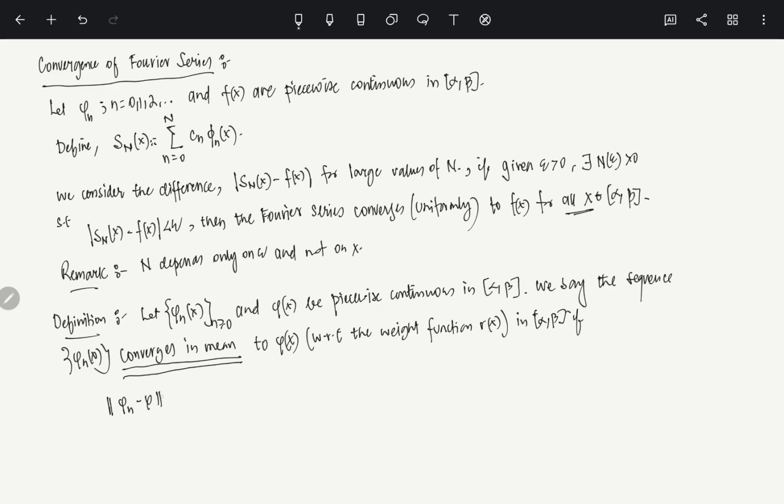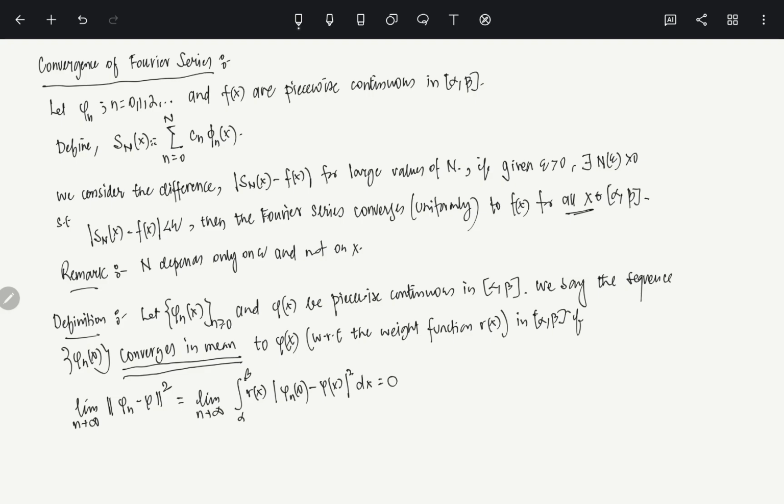If you take the square of that norm and then you take the limit as n tends to infinity, let me just write down the definition. That is given by the limit as n tends to infinity of the norm, which is nothing but the integral from alpha to beta of r of x times phi n of x minus phi of x, squared, dx. This is going to be 0.